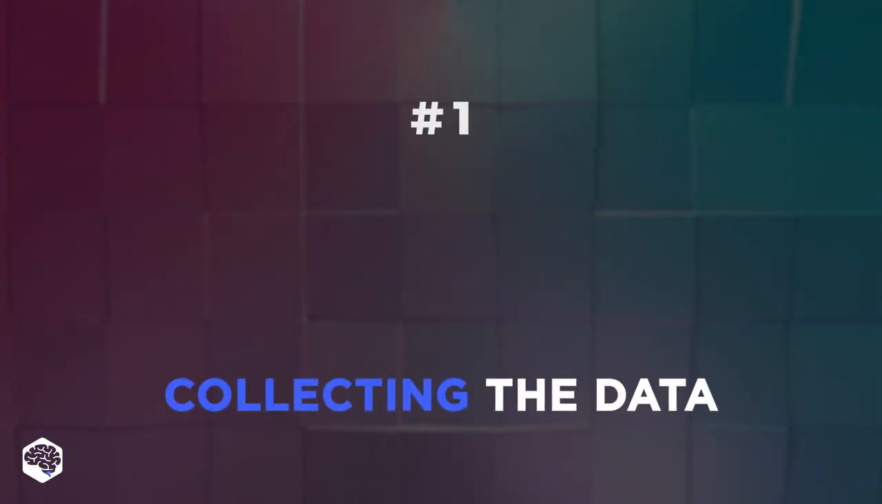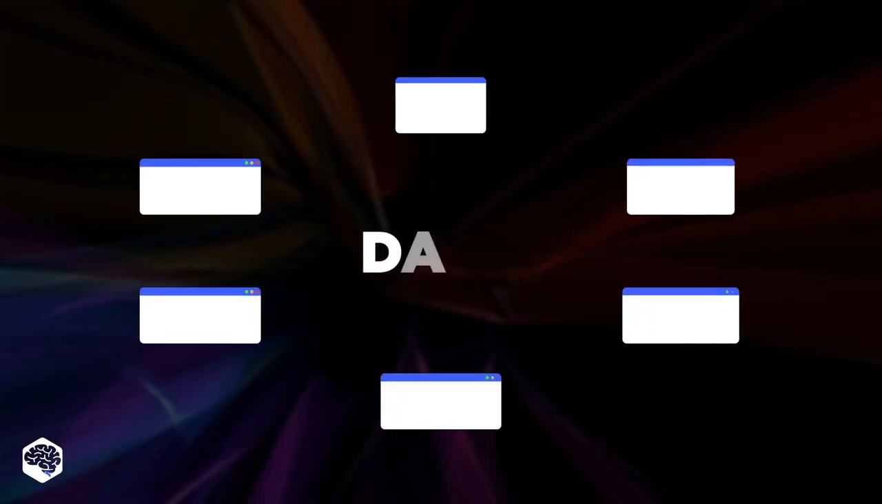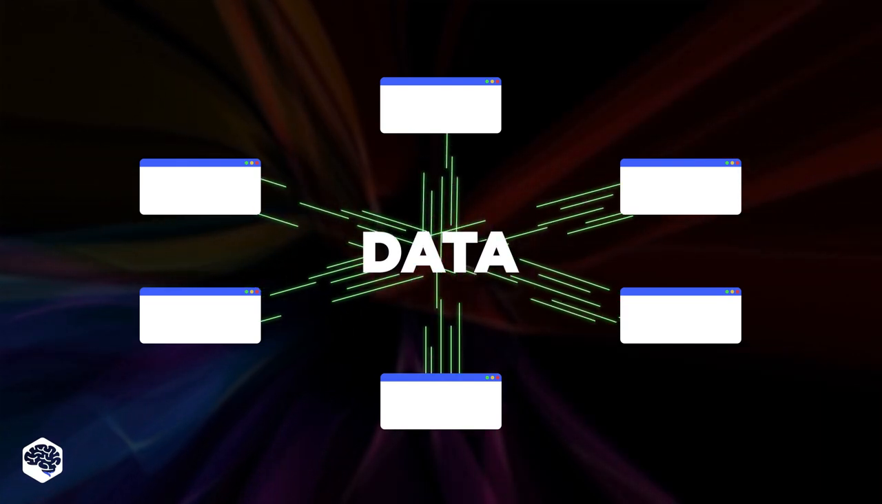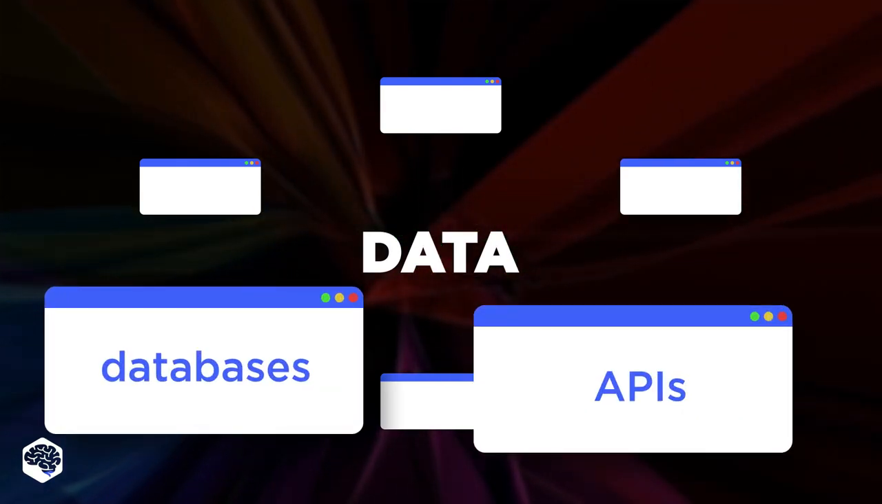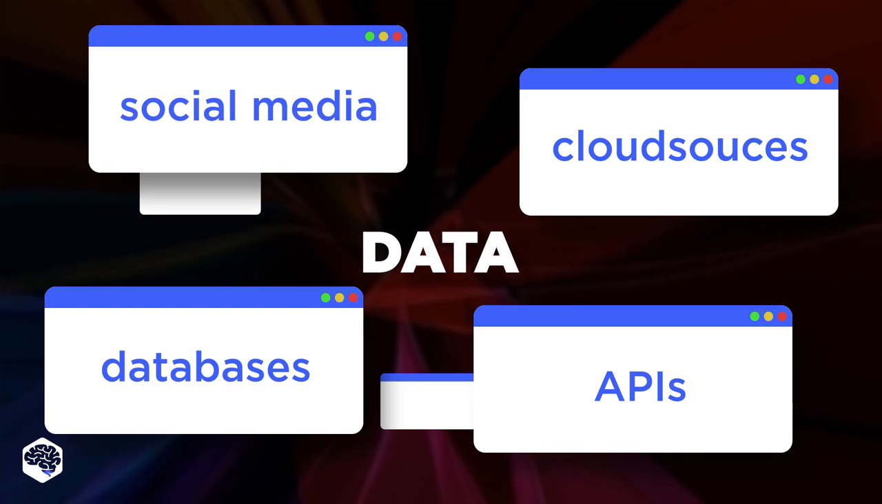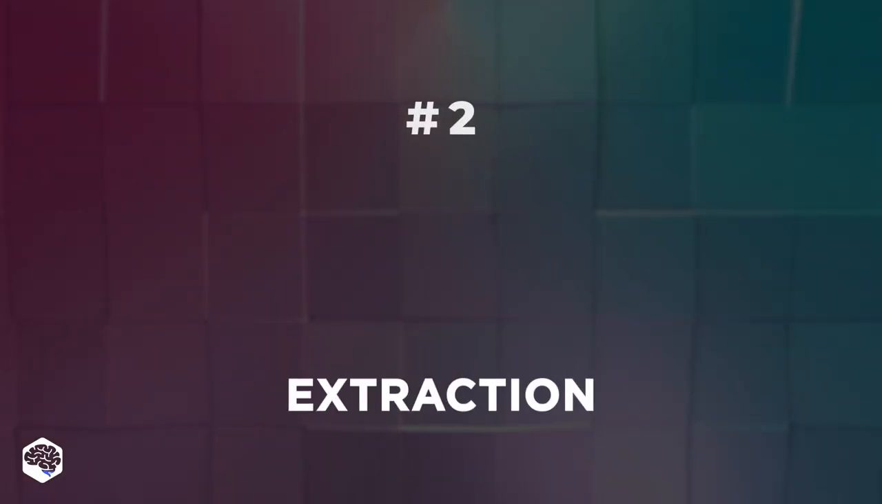Step 1 is collecting the data. At this stage, the system gathers the data from thousands of sources, such as databases, APIs, cloud sources, and social media. Step 2 is extraction.